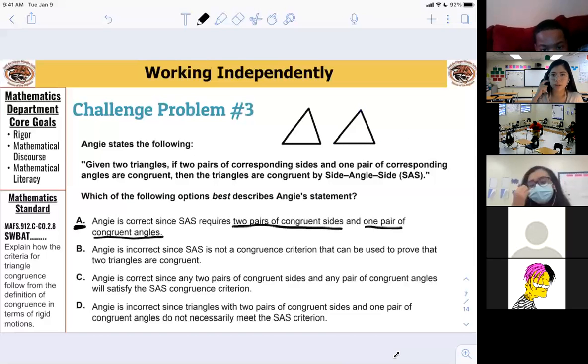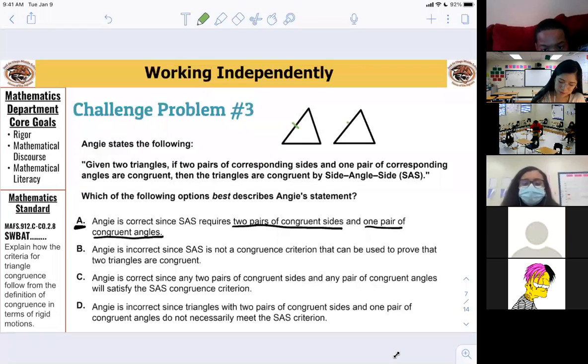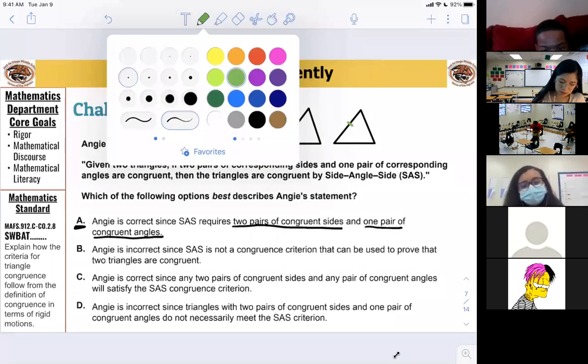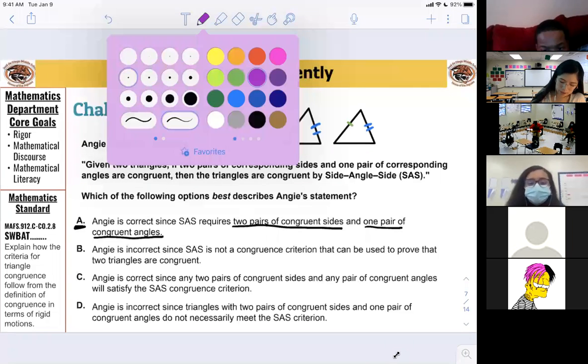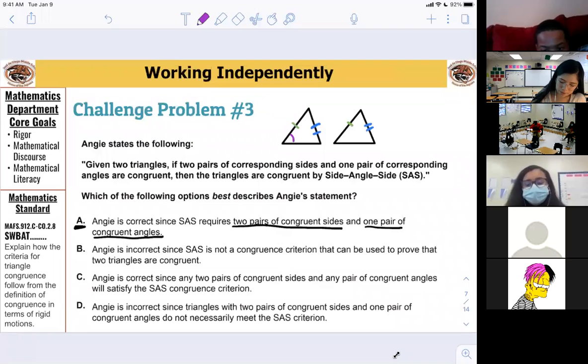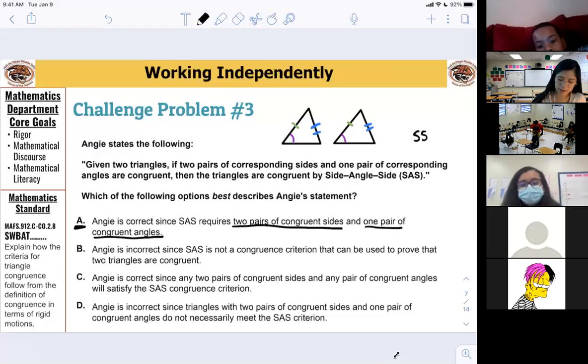So let's say these two are congruent. Well, we think they're congruent. And I have one pair of congruent sides. I have another pair of congruent sides. So I have two pairs of congruent sides, and then I have a pair of congruent angles, one pair of congruent angles. Is this SAS? No, that is SSA. This is SSA. No, that does not exist.